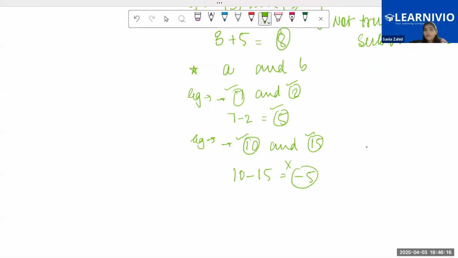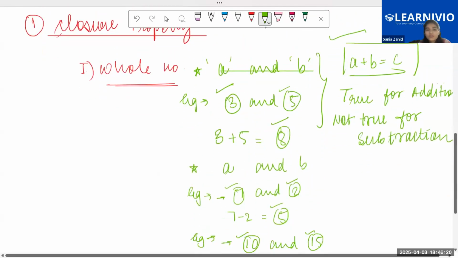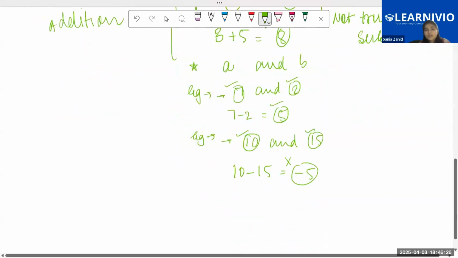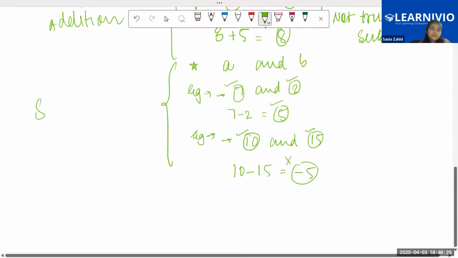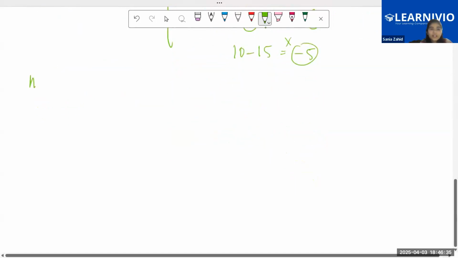Okay, so this is the first point. This was for addition. Then the second point was for subtraction. Let's talk about multiplication and division.